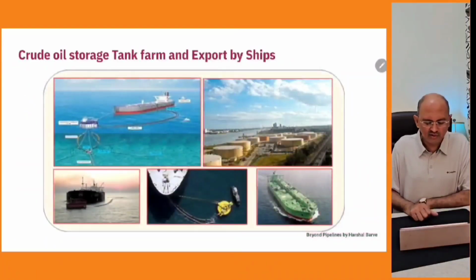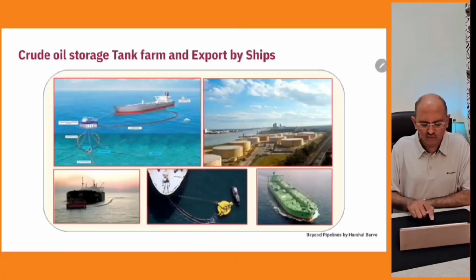So I will show you this typical picture, where the top right shows the tank farm, and then a typical ship which is anchored deep inside the sea, and there is a floating buoy to which the subsea pipeline is connected from the tank farm, and from that buoy a hose connection is provided to the anchored ship to load the crude onto the ship.